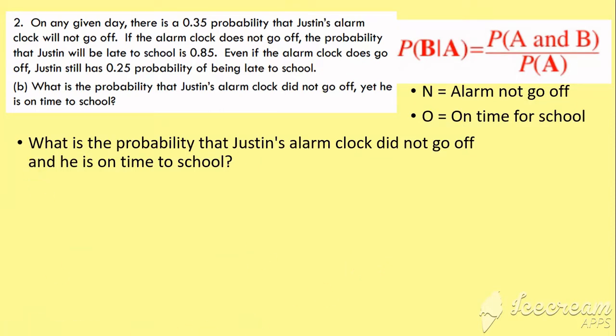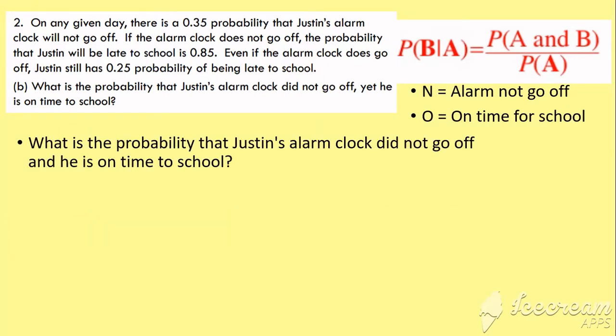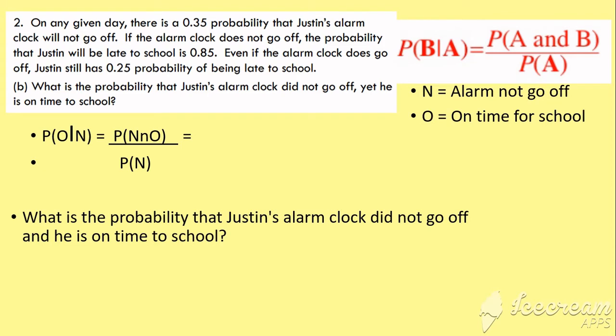There's a lot of information here, and it might benefit you to draw it as a tree diagram or a Venn diagram, but just go for it because you don't need to. I'm going to use N for the alarm not going off and O for on time for school. So it's going to be the probability he is on time for school given that the alarm clock did not go off. So we need the probability of N and O over the probability of N.